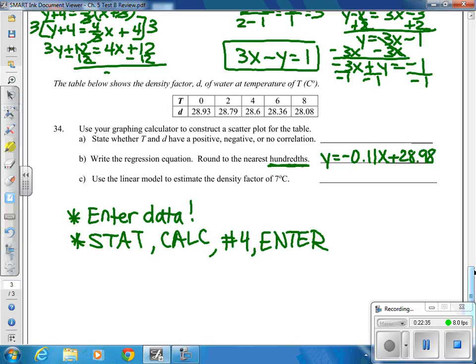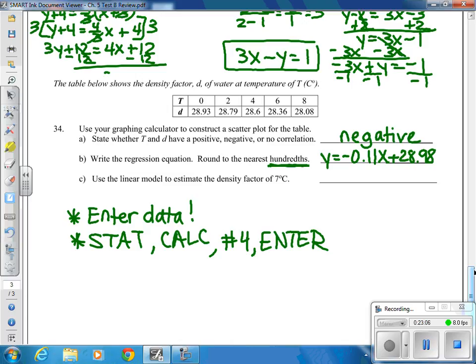Be careful with your rounding. I will take points off if the rounding is not done accurately. It must be to the hundredths place. Okay, then now that we've got that equation, we can go back and answer letter A very quickly. Your correlation is dealing with the slope. So whatever value the slope has will tell you if it's positive, negative, or none. And in these situations, you'll never have none because you're always going to have a slope. So because my slope is negative 0.11, the answer to letter A is that it has a negative correlation.